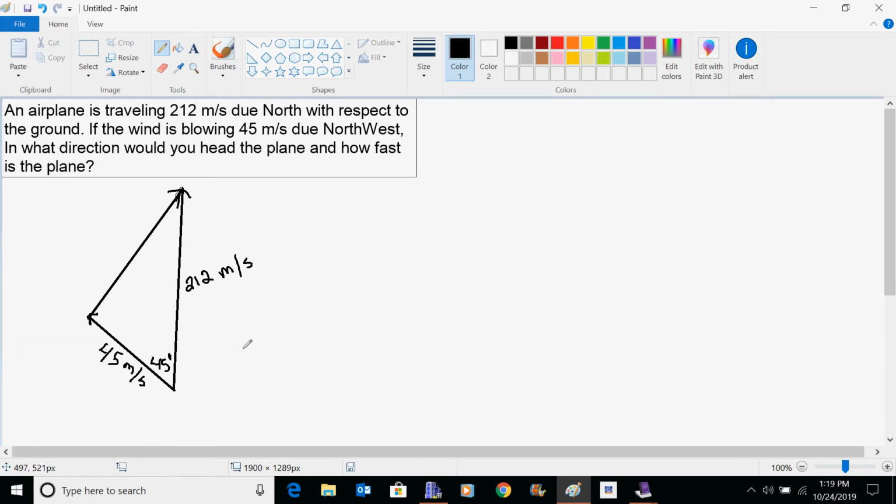We do have traditional north, south, west, east. So this is our plane's part, the airplane. And this is our wind, and we don't even care necessarily that we label it. Now, definitely not drawn to scale, because this 212 should be much longer, but it gives us triangles that we're able to work with.